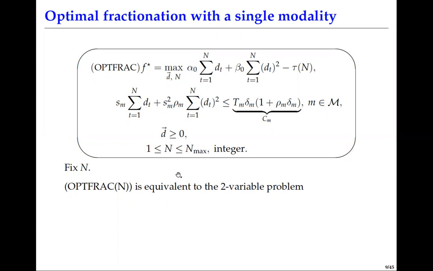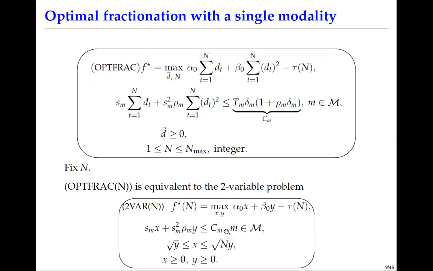The way we are going to do that is to exploit the observation that this problem, opt-frac n with n fixed, is equivalent to a two-variable problem. And here is the two-variable problem. Again, I'm fixing n, so I'm writing that as f star of n. This is the objective function. See what I did here? I substituted x for the sum of doses and y for the sum of squares of doses. That's why I got this form for my objective.